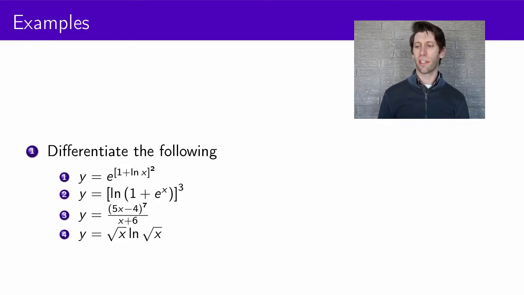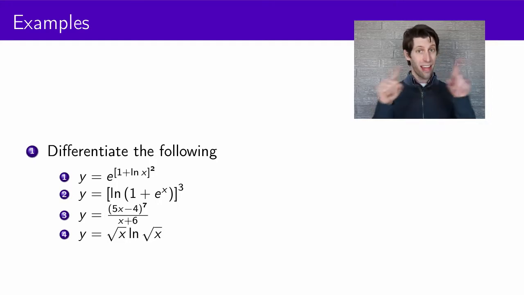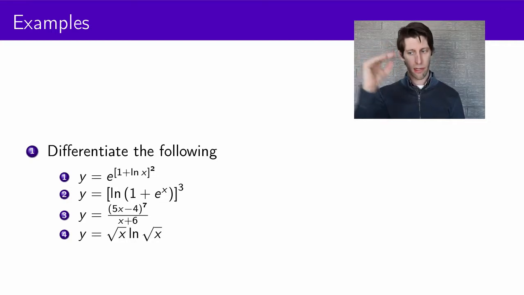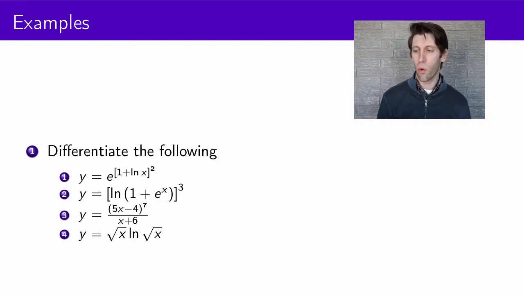So what we're going to do next is another example. And in this example, we want to differentiate the following functions. In the first part, we want to differentiate e to the quantity 1 plus ln of x, and that entire quantity squared. So notice there's a series of nested exponents here. E to the, and then that bracketed term squared. In part 2, y equals the quantity ln of 1 plus e to the x, quantity to the third power.